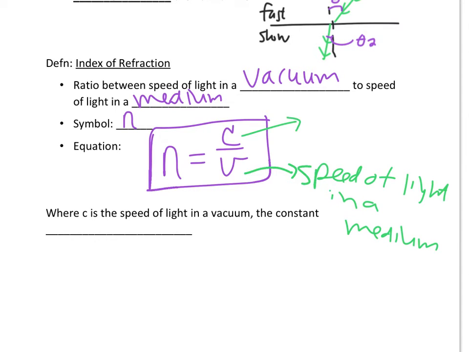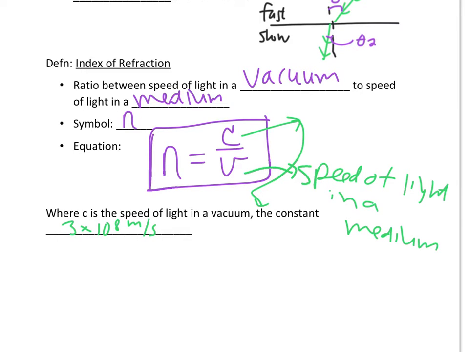And this C is a constant. C is the speed of light in a vacuum, so it's the constant 3 times 10 to the 8th meters per second. That's a number you can store in your calculator as C. It is the same everywhere in the universe. It's essentially what we use for light in air. Air is thin enough that we consider it a vacuum.